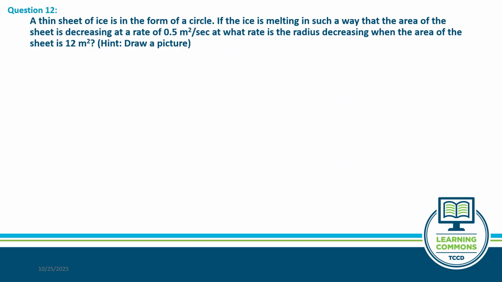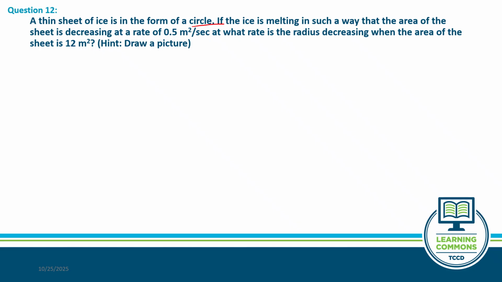Okay, now we're on to our, actually my least favorite section, related rates. Okay, I always suggest you draw a picture, note down your givens and your unknowns, and then go from there. So a thin sheet of ice is in the form of a circle, so already circle. Think about all of the formulas that you know about circles.